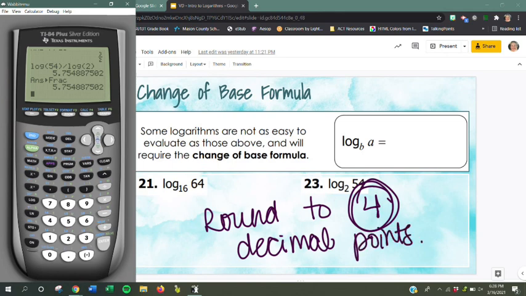All right, so log base 2 of 54 equals 5.7549. And number 21 was equal to 3/2 or 1.5.